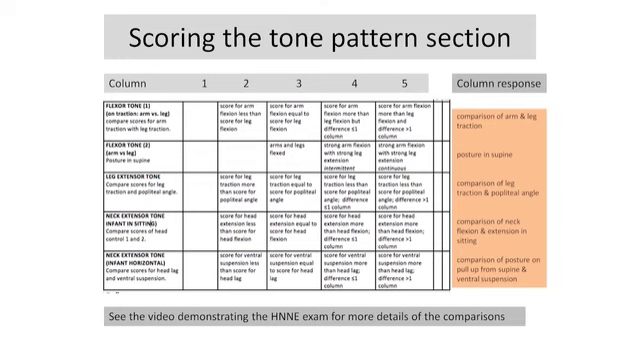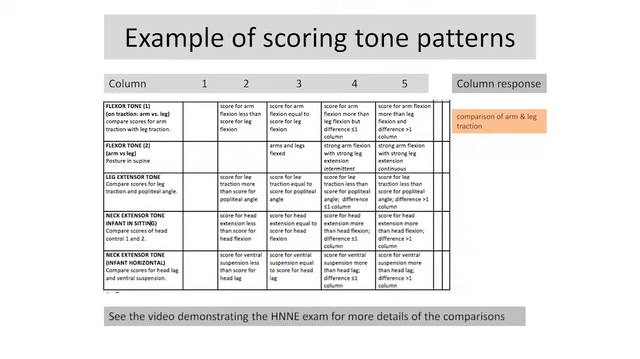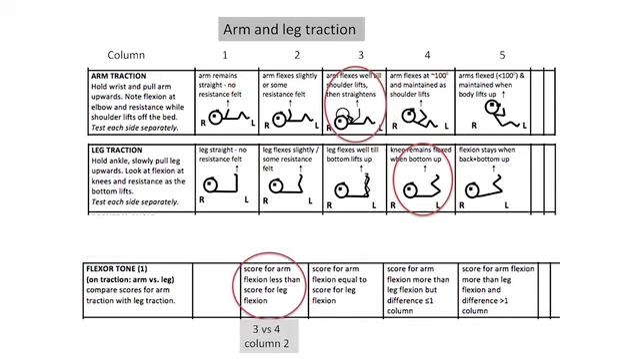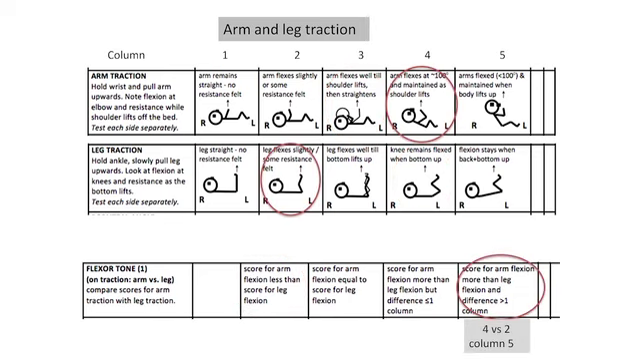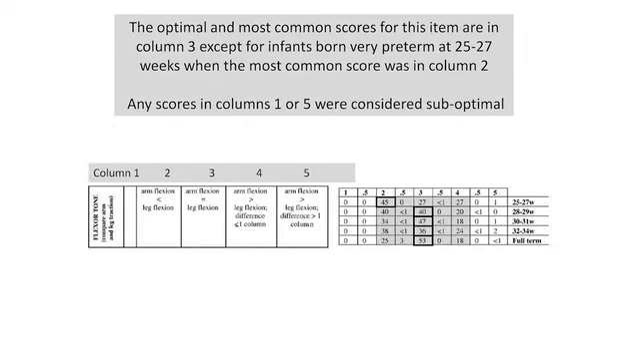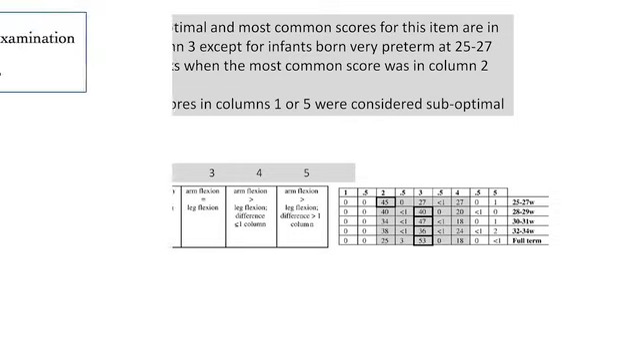Held in ventral suspension. As an example, for the first item comparing arm and leg traction responses, the findings should either be in the same column as shown here, or arm traction response is 1 column less than the leg traction response as shown here, but not with the arm traction response being 2 columns greater than the leg traction response as shown here. The optimal and most common scores for this item are in column 3, except for infants born very preterm at 25 to 27 weeks, when the most common score was in column 2.